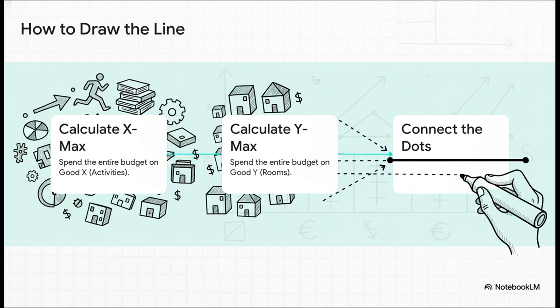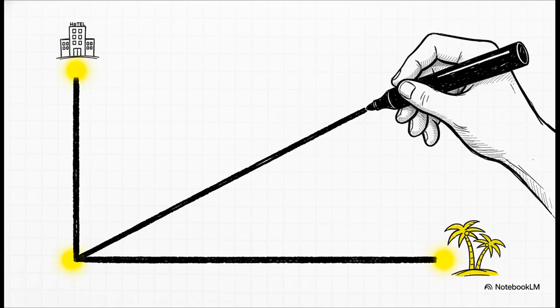Once you have those two endpoints, you just connect them with a straight line. That's it. And look at that. This perfectly shows the absolute outer limits of their choice. If they blow all 5 million on activities, they get 12.5 days. If they spend it all on those fancy rooms, they only get a little over 4 nights. Every single possible vacation plan they could come up with lies somewhere on the line that connects these 2 points.